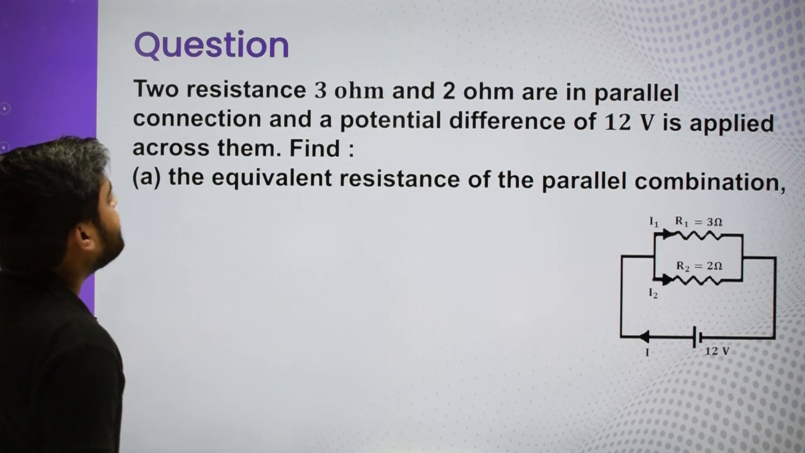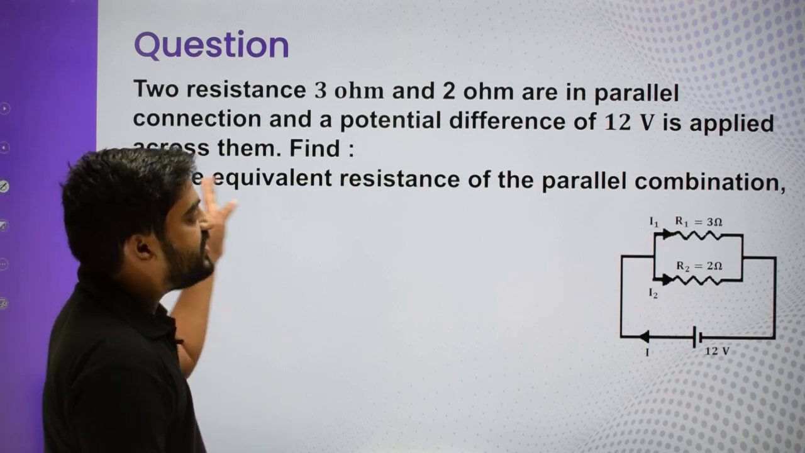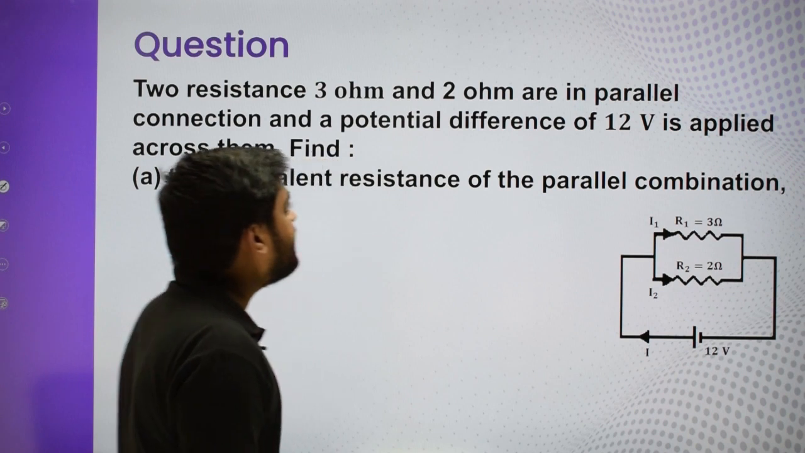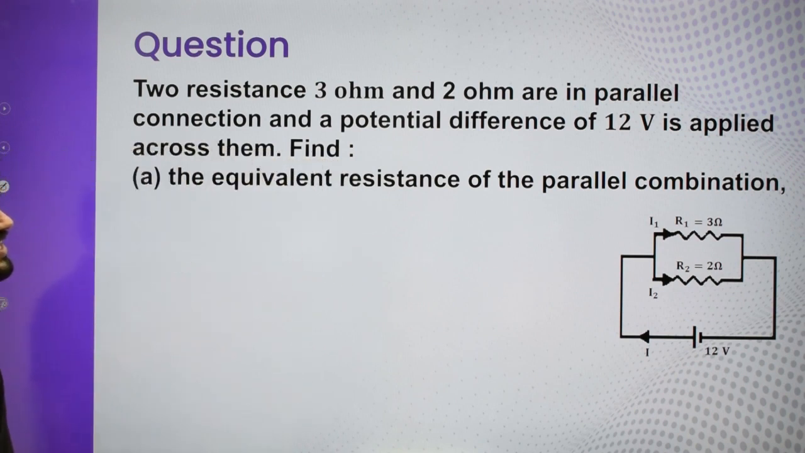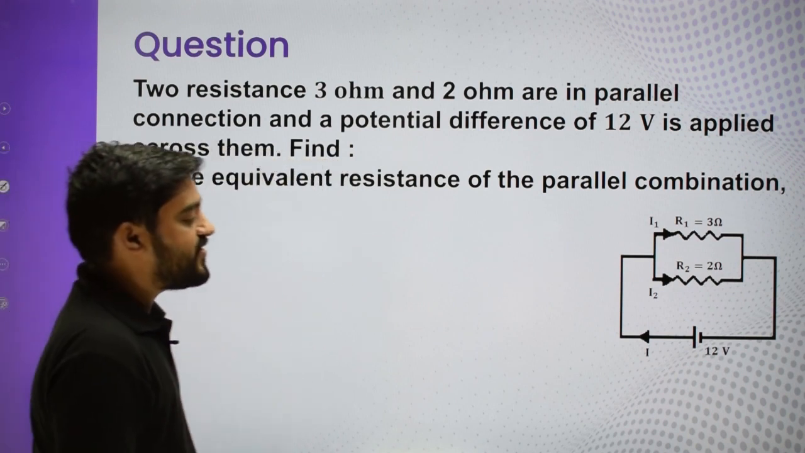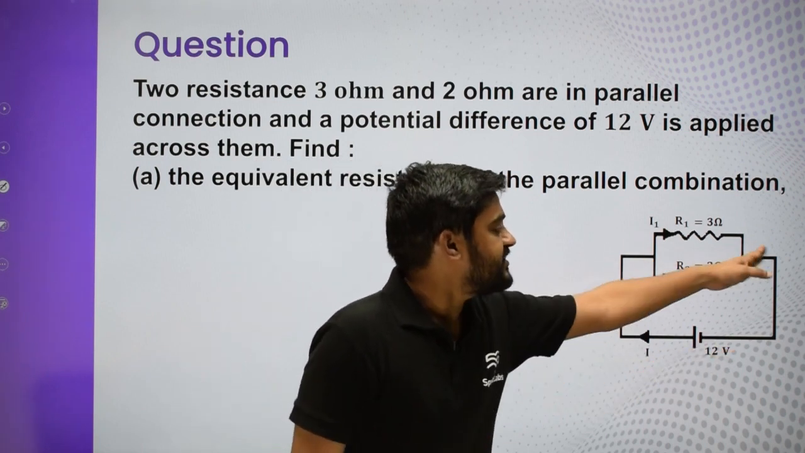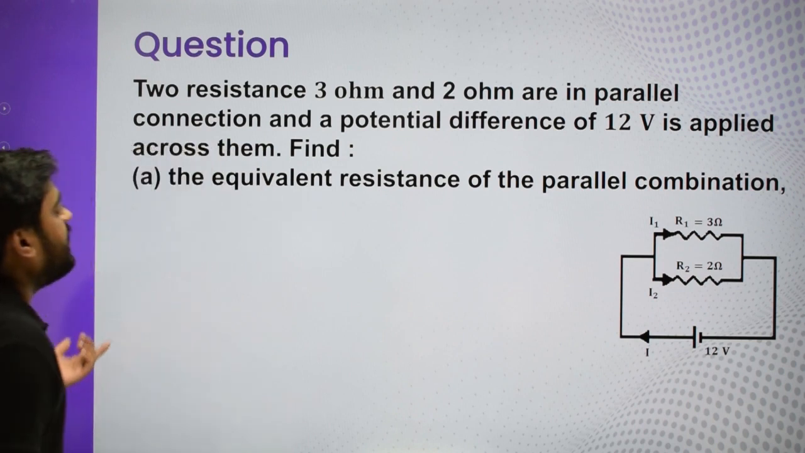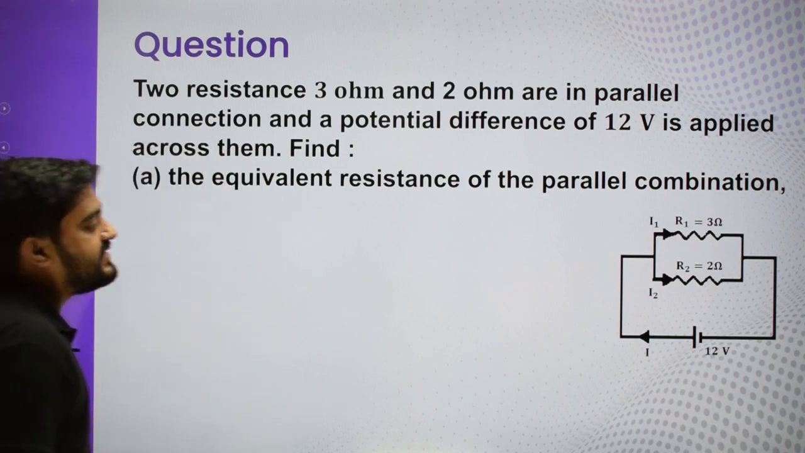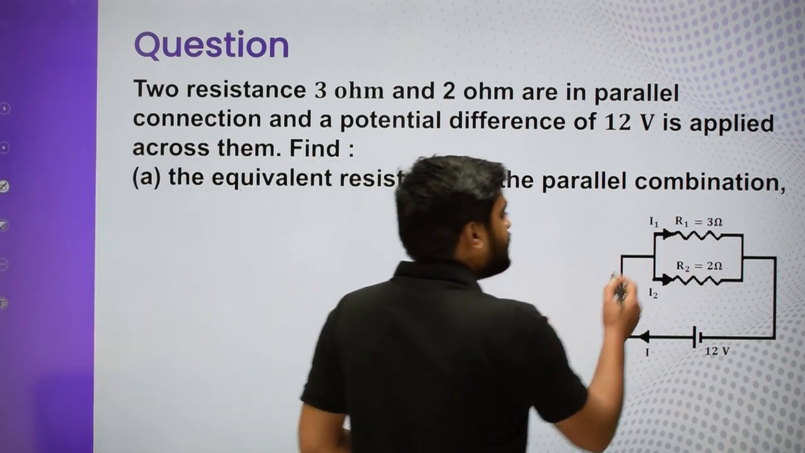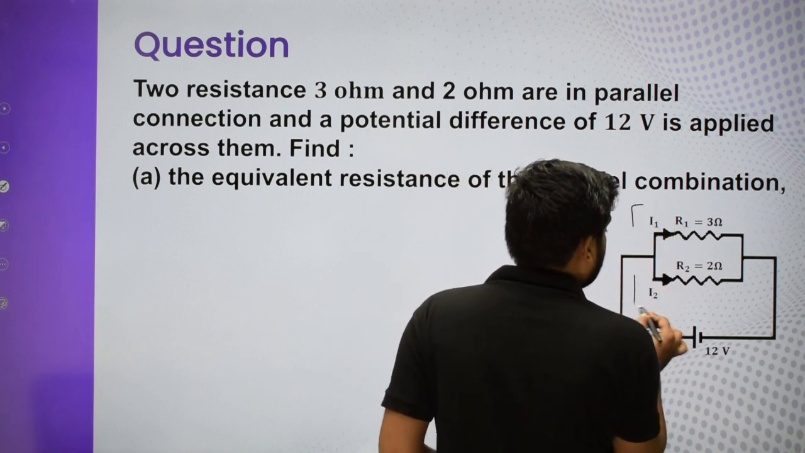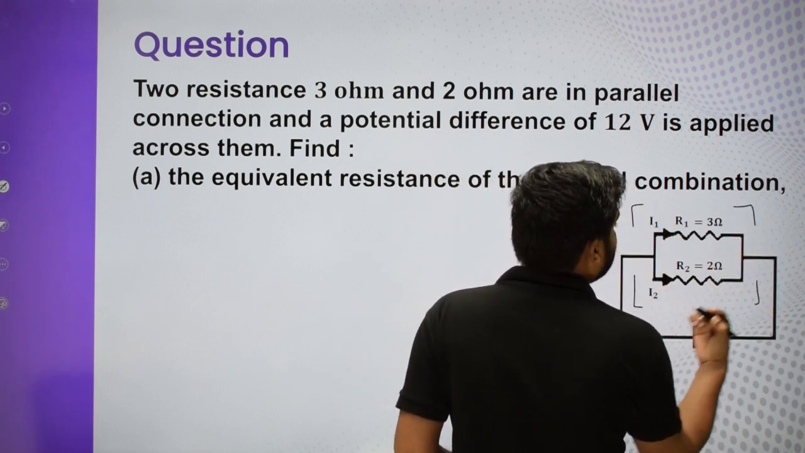So this is a question we are going to discuss. It says two resistances, 3 ohm and 2 ohm, are connected in parallel, as you can see, and a potential difference of 12 volts is applied across this combination. This is a 12 volt battery providing the potential difference. Then we need to get the equivalent resistance of this parallel combination. So they just want the total resistance of this combination.